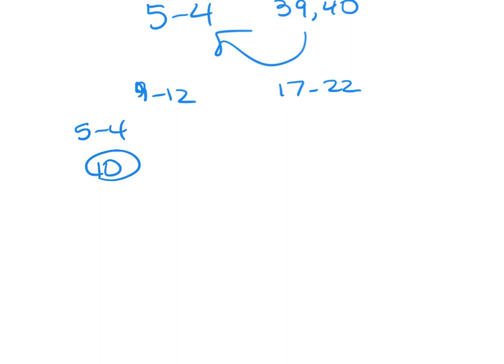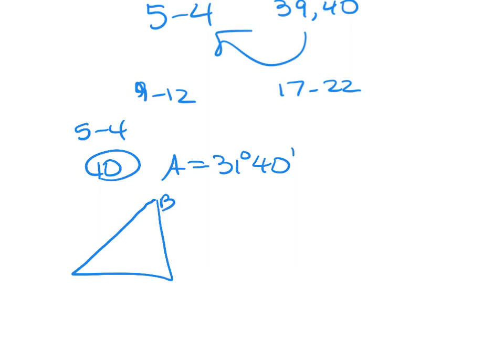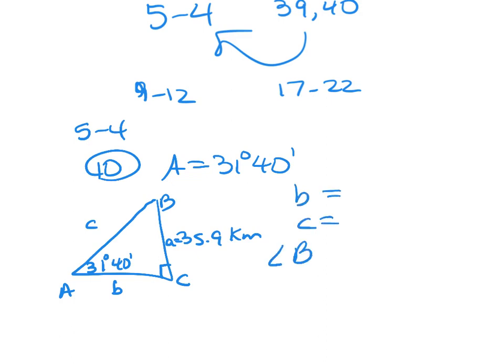I'm going to give you A is equal to 31 degrees and 40 minutes. They actually gave you a picture, but I think on the test you're not given a picture. They're going to tell you that angle C is the right angle. So 31, 40, and then this side is 35.9. Little a is across from capital A, little c across from capital C, and little b here. What I need to find here is little b, little c, and angle B.